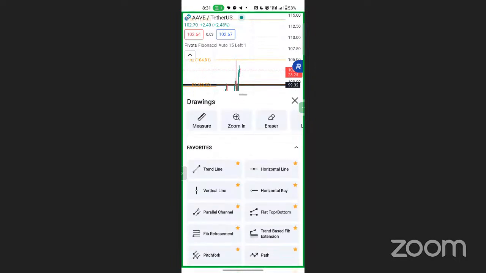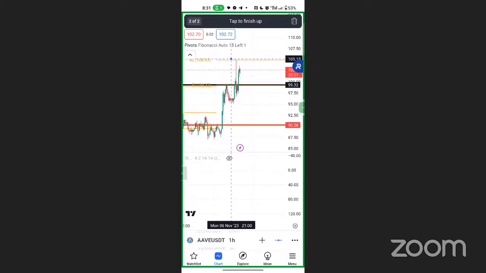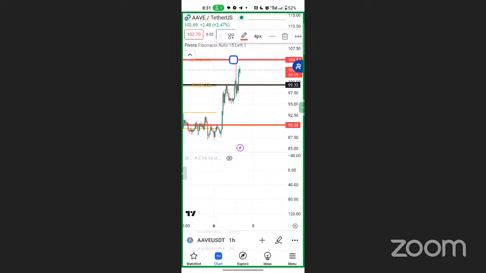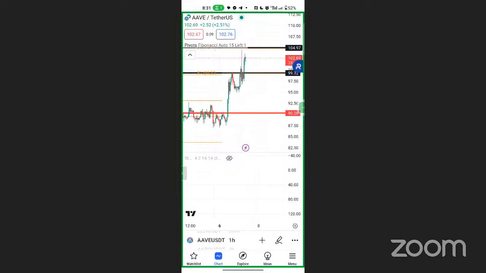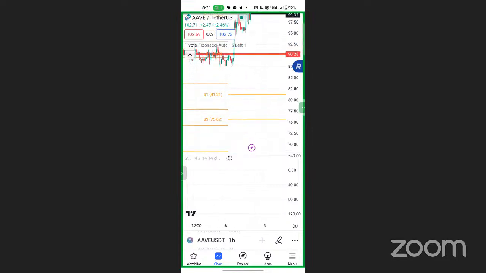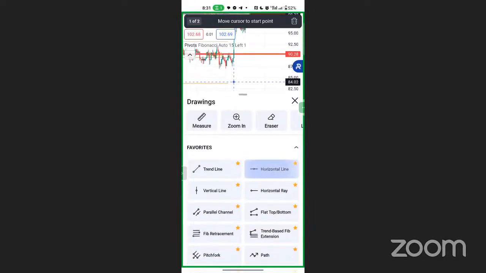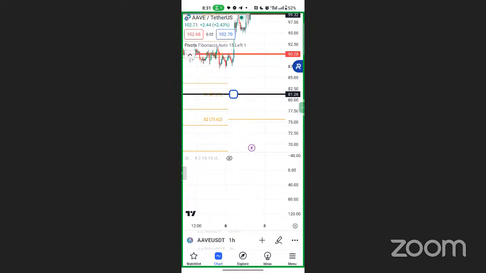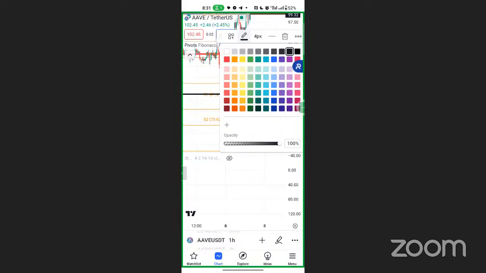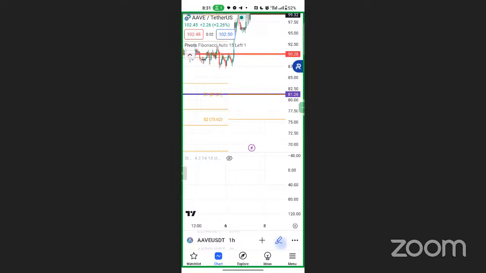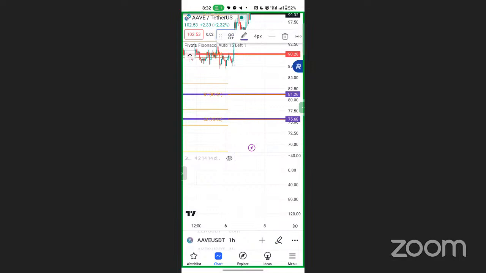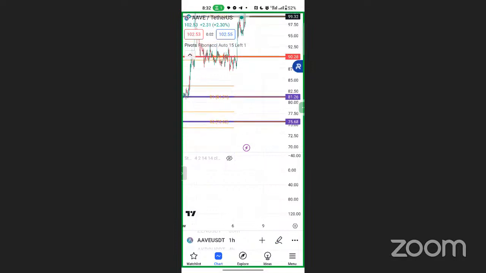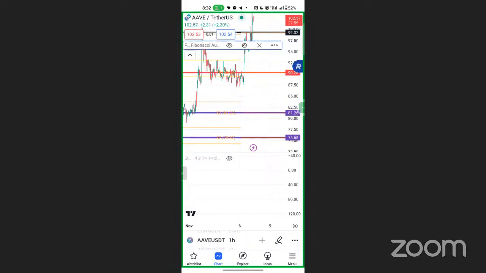Then you go to your upper line, this one, resistance 2, and you turn it your favorite color. I'm giving resistance black, pivot red. Then I come down to support, and I decide to make this purple. Although this doesn't stop you, support 1 and support 2, from constructing minor supports and minor resistances. Then I'll remove my lines.